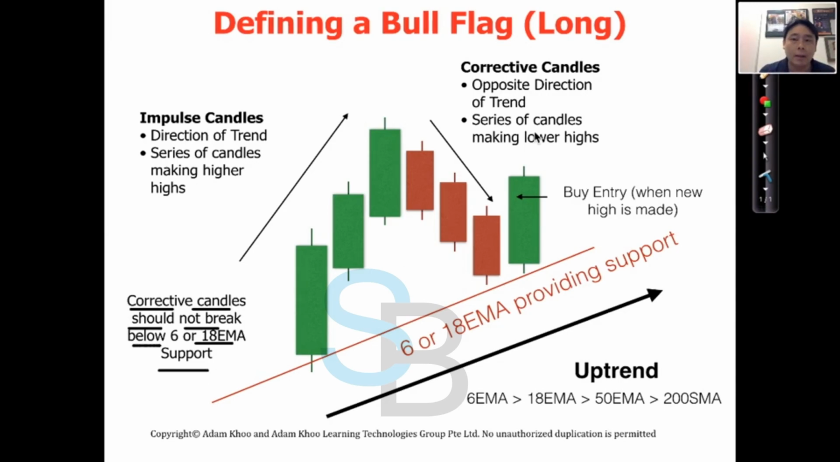Okay. Now the other thing to understand is that on an uptrend, when we're going long, you have to see the sequence of moving averages. The 6 EMA above the 18 EMA, and that's above the 50 EMA, and it's above the 200 simple moving average.